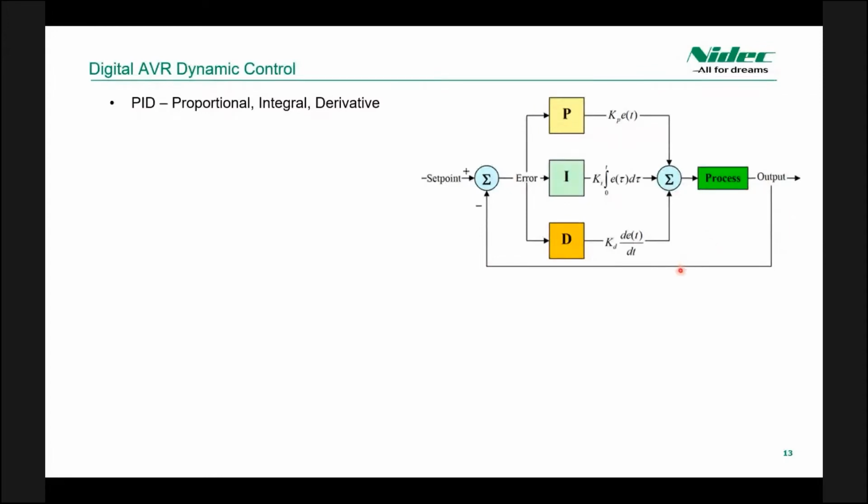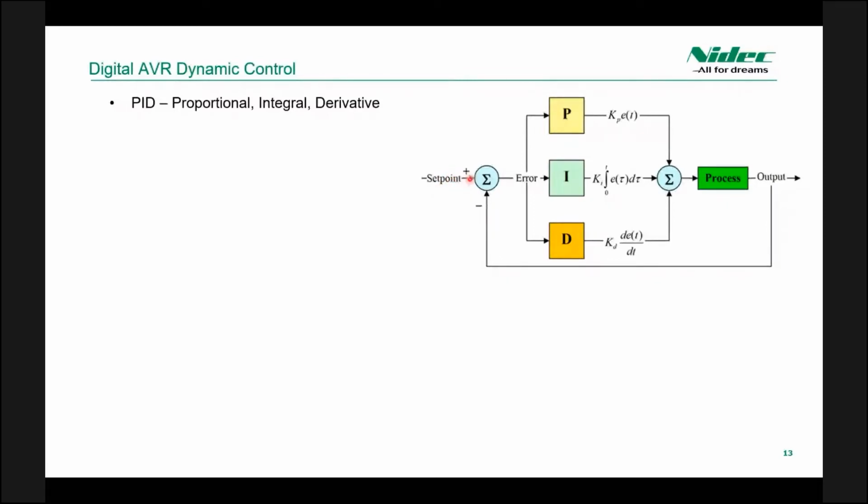PID stands for proportional, integral, and derivative. I'm going to explain this block diagram here real quick. So first off, we have a set point, and this will be what we want the generator's output to be. So earlier I said 480 volts, we'll stick with that. So let's pretend for a moment that we want our generator to regulate at 480 volts.